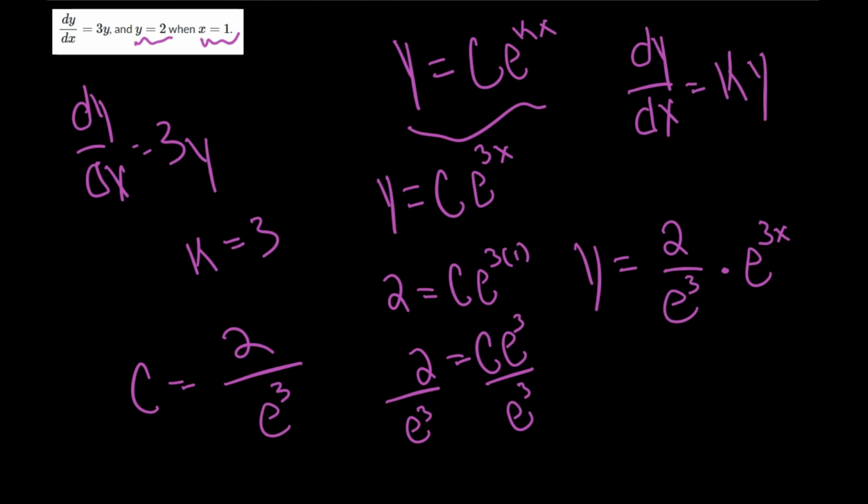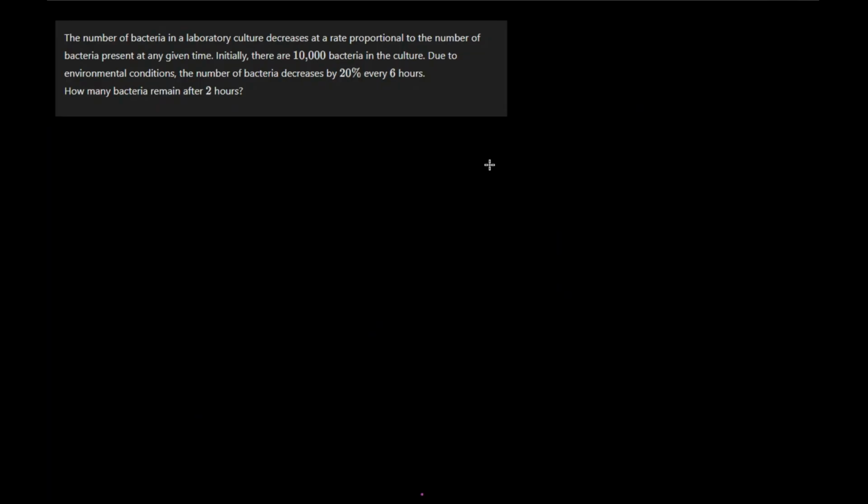Let's do another problem. In this example, we're given a word problem. Let's read it. The number of bacteria in a laboratory culture decreases at a rate proportional to the number of bacteria present at any given time. Initially, there are 10,000 bacteria in the culture. Due to the environmental conditions, the number of bacteria decreases by 20% every 6 hours. How many bacteria remain after 2 hours?